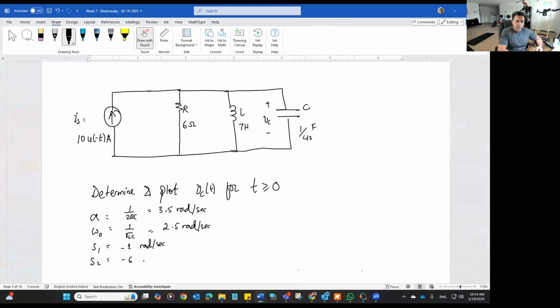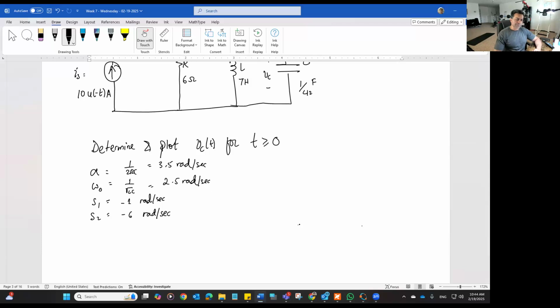These are all angular frequencies, radian per second, not the cyclic frequency. Cyclic frequencies are in hertz, how many cycles per second, and angular frequencies are in how many radians it is going to move in 1 second, radian per second.